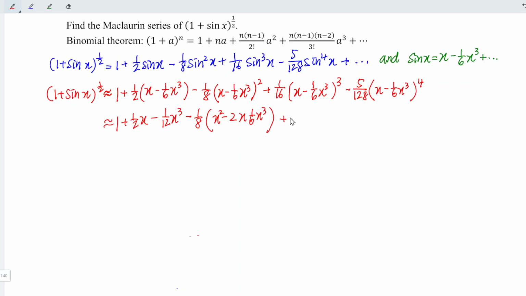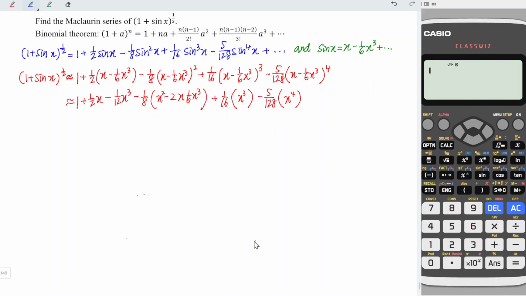So we add 1 over 16, also expand. When we expand, we have x to the power 3, and the next term, if we take cube, we should have x to the power 5. So also out of the range, ignore. So move to the next term, we have minus 5 over 128, and we have x to the power 4. Also, the others will definitely be more than the power of 4. So basically, we can stop here.